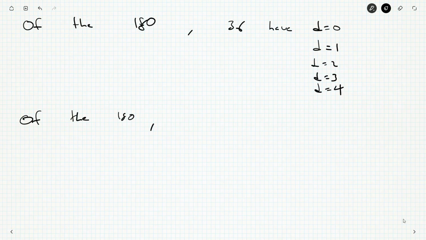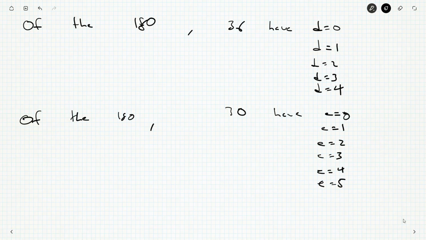Of the 180, now I divide by 6. 6 different choices for E. 30 have E as 0. 30 have E as 1. 30 have E as 2. 30 have E as 3. 30 have E as 4. And 30 have E as 5.